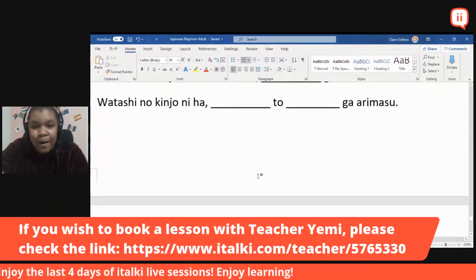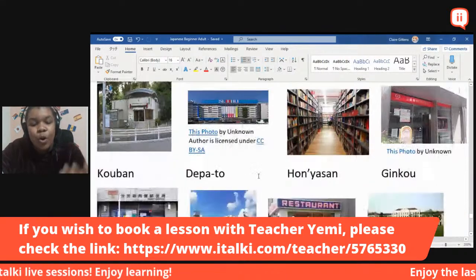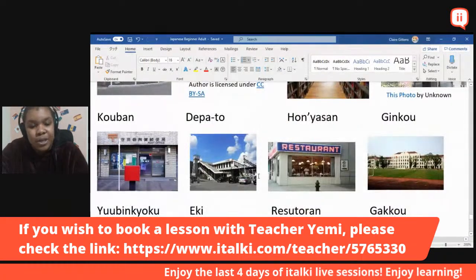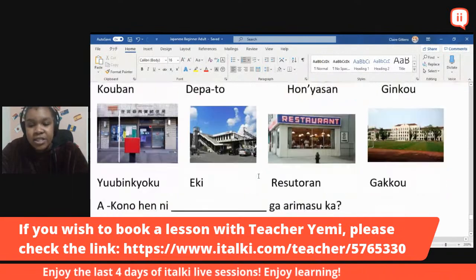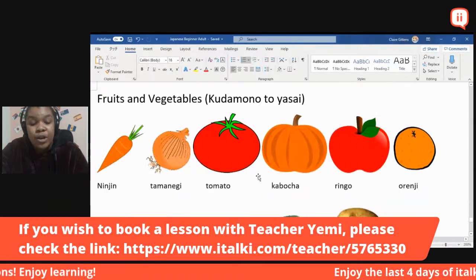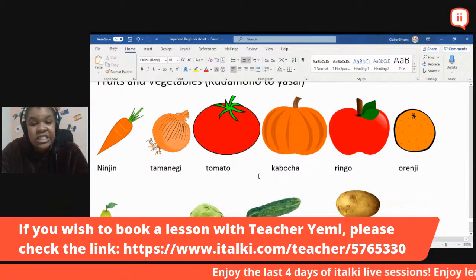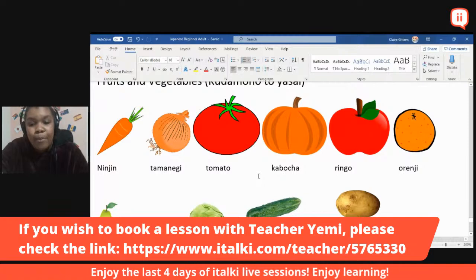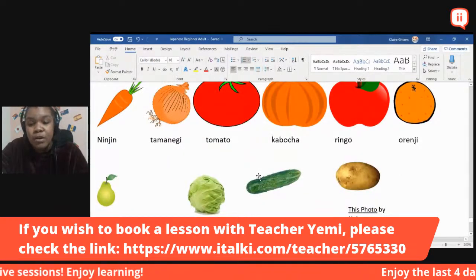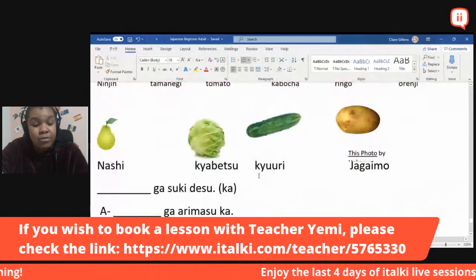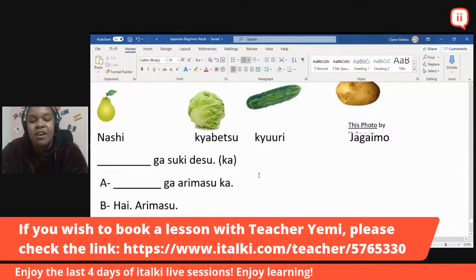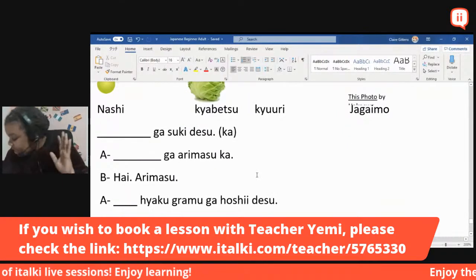Okay, we learned about places. We learned koban, depato, honyasan, ginko, yubinkyoku, eki, restaurant, gakko. Okay, the places we learned. And we learned our fruits and vegetables, ninjin, tamanegi, tomato, kabocha, ringo, orange, nashi, kyabetsu, kyuri, jagaimo. Okay, and we learned how to say we like them. We learned how to ask if something is there. Okay, any problems, any questions?